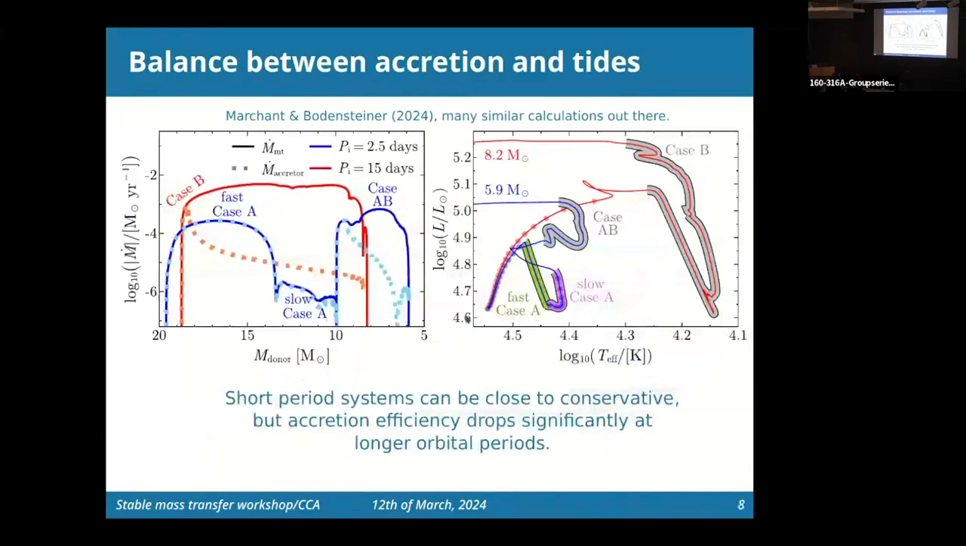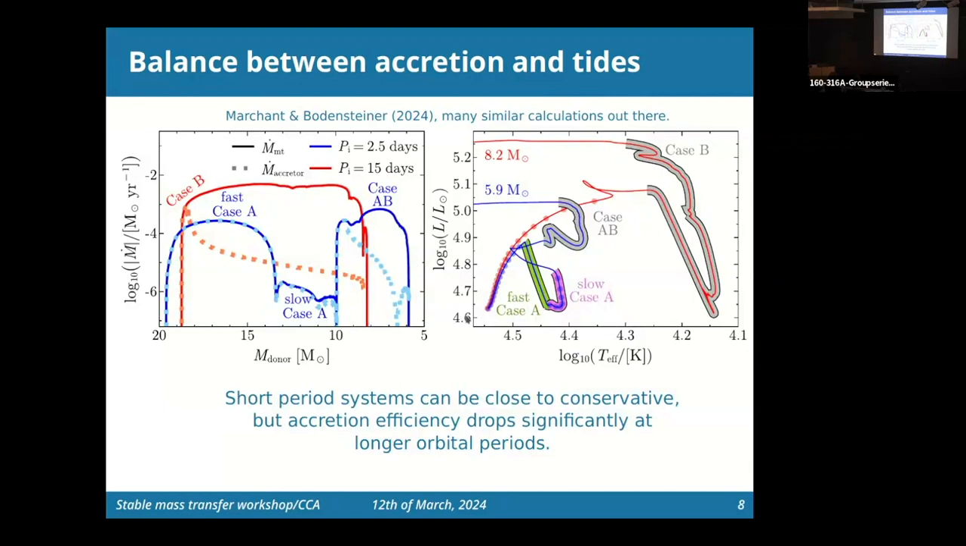So this is another image from the review we have with Julia. There's thousands of these if you go around looking. Matthew was showing his own yesterday. So the idea here is that we have a 20 plus 50 solar mass system at different orbital periods. These are two evolutionary calculations.